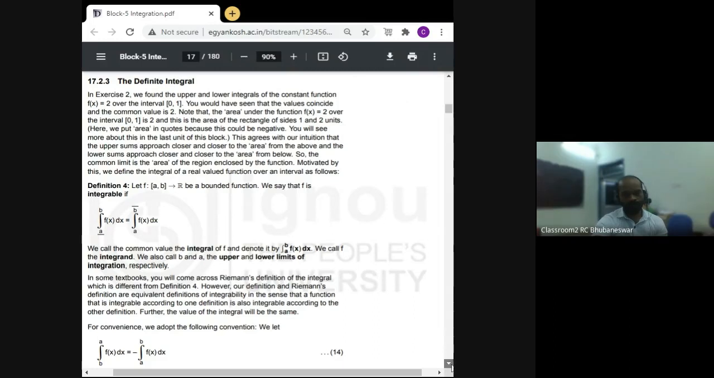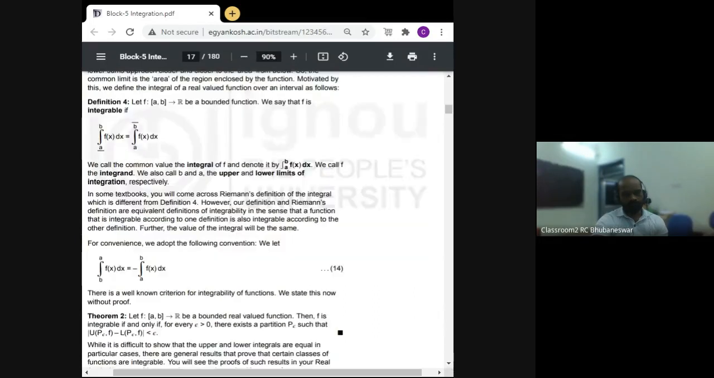Now, look at one more theorem that is well known to us from the 10+2 level. It is the integration from b to a of f(x) dx. If we interchange the limits of the integration, then we have to multiply by minus 1.